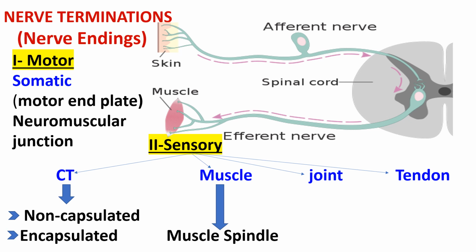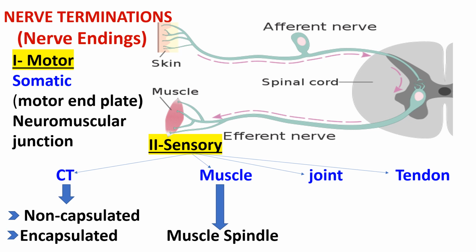We have two types according to the function. We have motor neuron and sensory neuron. So if these terminations belong to a sensory neuron, they are sensory endings. If they belong to a motor neuron, these endings are motor endings. So we have two types of ending according to the neuron they belong to.